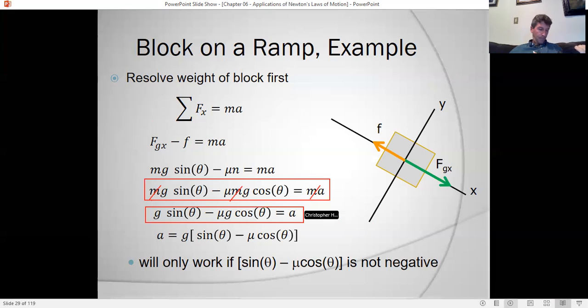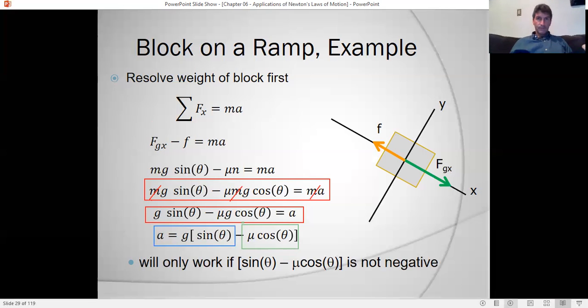Solve for A. Now, this is no different from what we had before, with the exception of we've got an extra term. It used to be A is equal to g sine theta, right? But now we got this extra term, mu cosine theta, and that's a contribution for friction.